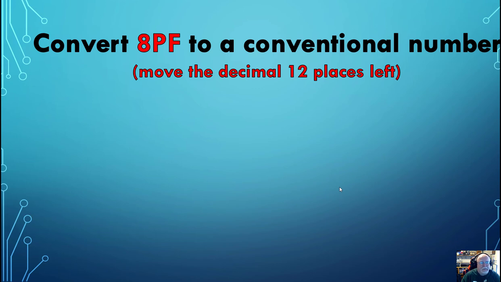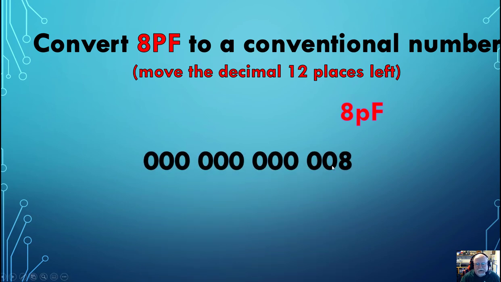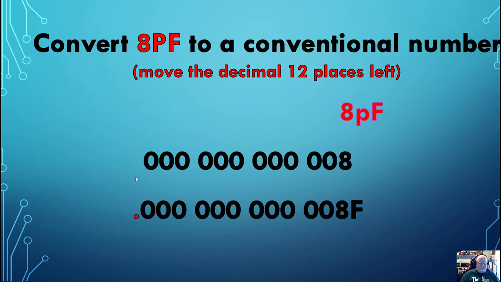So we're going to convert 8 picofarads to a conventional number. We have to move the decimal 12 places to the left. So there's our number, 8 picofarads, and we write it out here on the paper, write the 8, and then start moving over. You start with your decimal point right here, and you go 1, 2, 3, 4, 5, 6, 7, 8, 9, 10, 11, 12. And so our new number would be 0.0000000000008 farads. So as you can see, it's very much easier to write the number 8 picofarads and say the number than it is to write all those zeros and 8 F. That clearly shows the benefit of the metric prefixes in engineering notation.